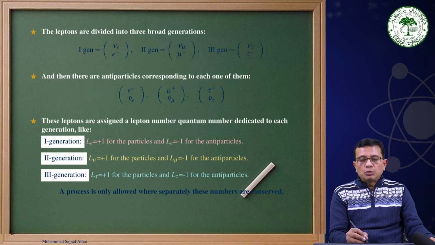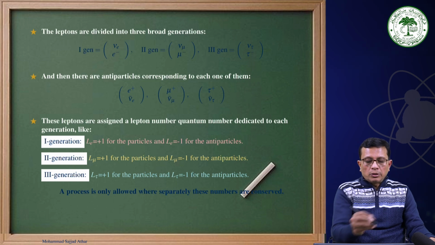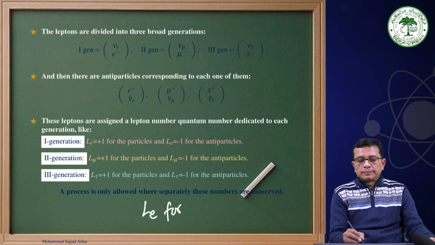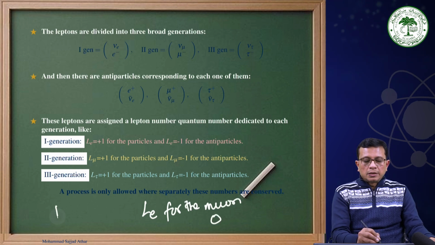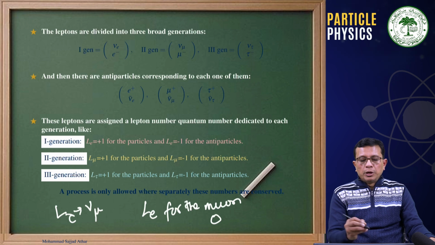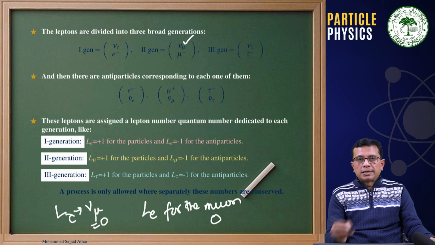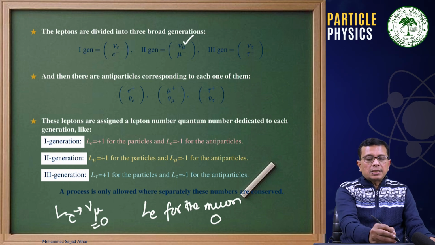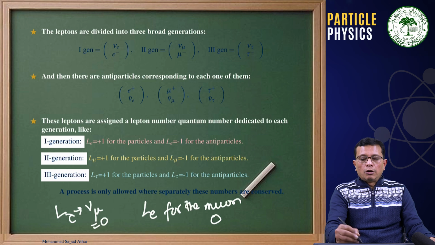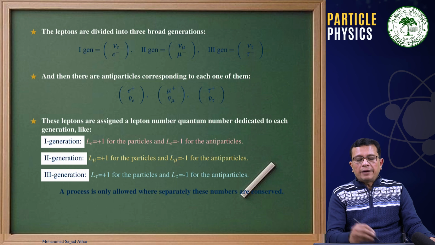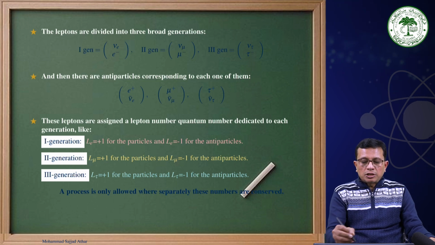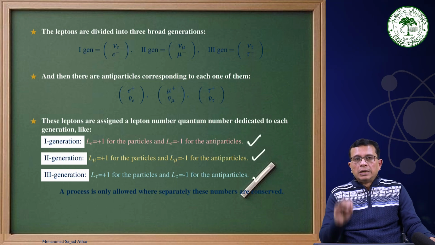And if I ask you the question, what is the electron-lepton number for the muon? The answer is simply 0. What is the tauon-lepton number for a nu mu type of particle? The answer is simply 0. And this lepton number is conserved in the standard model of particle physics. In the standard model, independently we have the conservation of electron-lepton number, conservation of muon-lepton number, as well as conservation of tauon-lepton number.